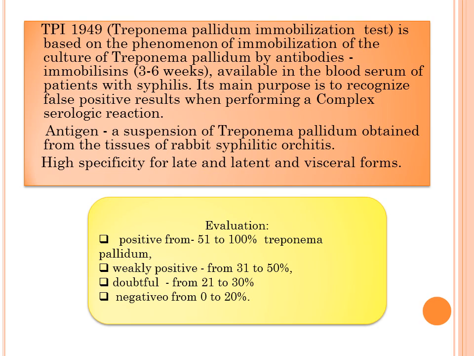The Treponema pallidum immobilization test is based on the phenomenon of immobilization of the culture of Treponema pallidum by antibodies, immobilizins, that appear after 3 to 2 weeks, available in the blood serum of patients with syphilis. Its main purpose is to recognize false positive results when performing a complex serologic reaction. Antigens are a suspension of Treponema pallidum obtained from the tissue of rabbit syphilitic orchitis. High specificity for late, latent and visceral forms of syphilis.